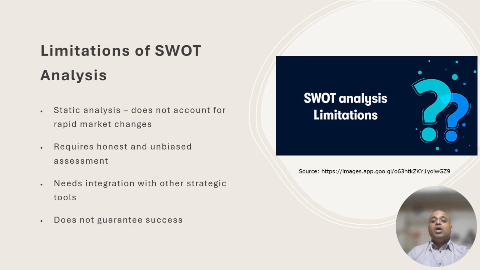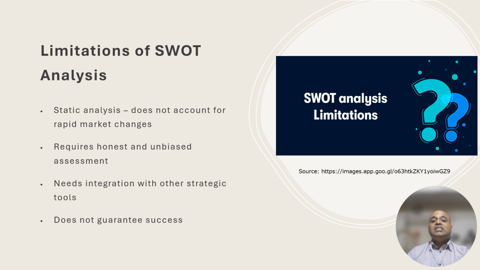For example, a company might identify a strength today, but if a new competitor enters the market, that strength could become a weakness overnight. Second, it requires honest and unbiased assessment. SWOT analysis only works if businesses are honest about their strengths and weaknesses. If companies overestimate their strengths or ignore weaknesses, their strategies might be ineffective or unrealistic. A business needs to step back and assess itself objectively to get real value from SWOT analysis.